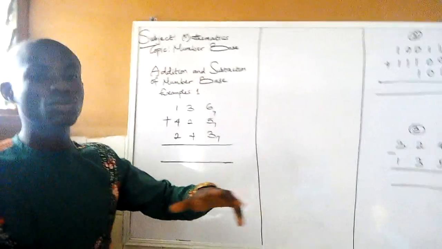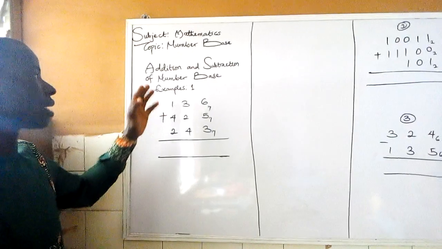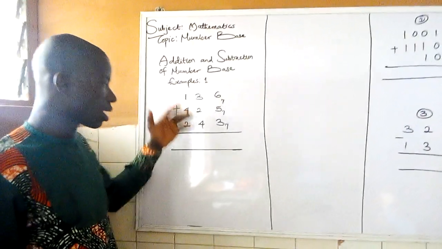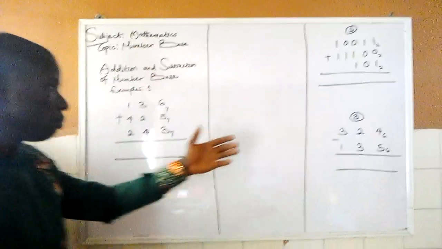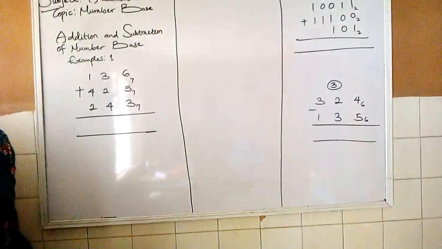In the last class we talked about conversion of number base. Today we are going to talk about addition and subtraction of number base. Please look at the board very well. We have just 3 examples on the board: 2 of addition and then 1 of subtraction.